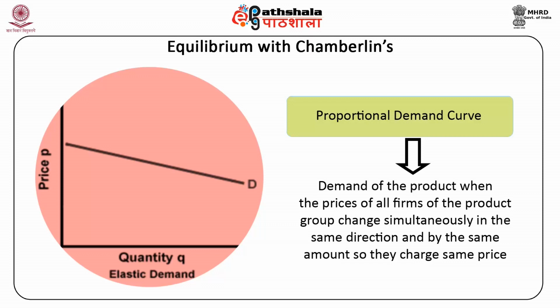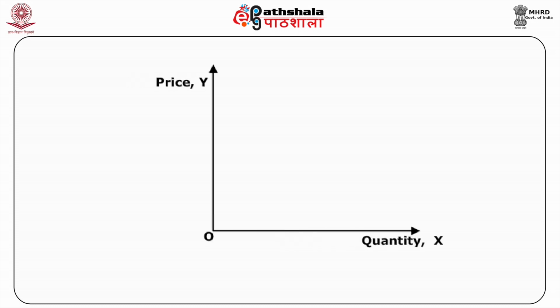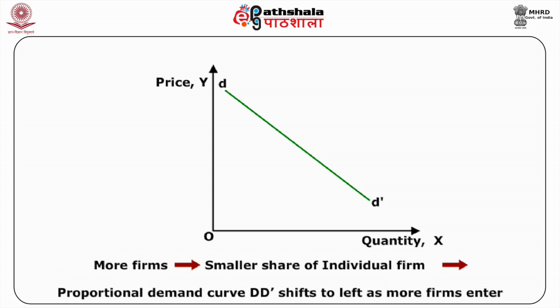So, the proportional demand curve of a firm will be less elastic than its perceived demand curve, since an equal change in price by all firms of the industry simultaneously will prevent the movement of customers from one seller to another. Now, let us look at perceived and proportional demand curves diagrammatically. We see from the diagram that the proportional demand curve of each firm slopes downward and is a fractional part of the total market demand curve.